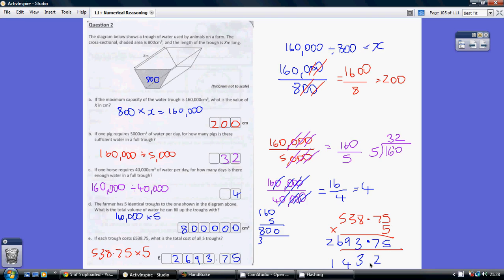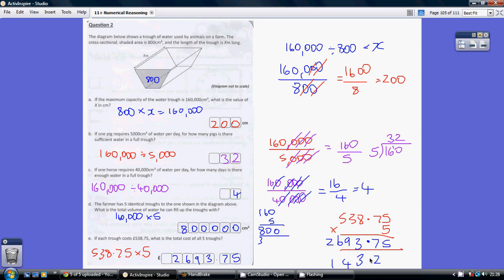So 5 5s are 25, 5 carry the 2, 7 5s are 35, plus the 2, 37, 7 carry the 3, pop the decimal in, 5 8s are 40, plus the 3, 43, 5 3s are 15, plus the 4, 19, 5 5s are 25, plus the 1, 26.